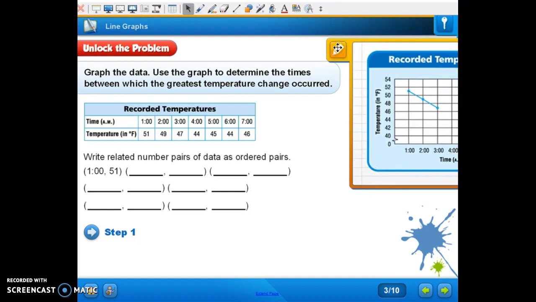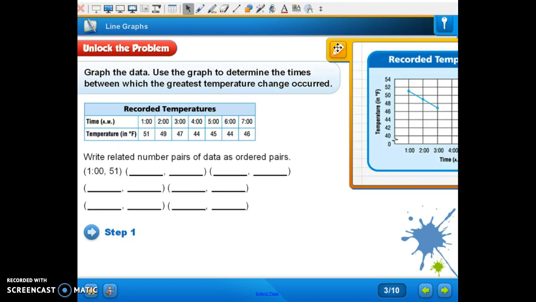Graph the data. Use the graph to determine the times between which the greatest temperature change occurred. And they have a chart here that at 1 o'clock a.m., that's in the middle of the night, it was 51 degrees. At 2 o'clock it was 49, at 3 it was 47, at 4 it was 44. So what's happening to our temperature? It's lowering, and then we pop up to 45 and then back down to 44. So it's kind of bouncing all over.